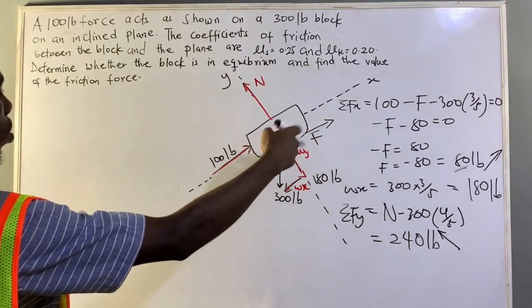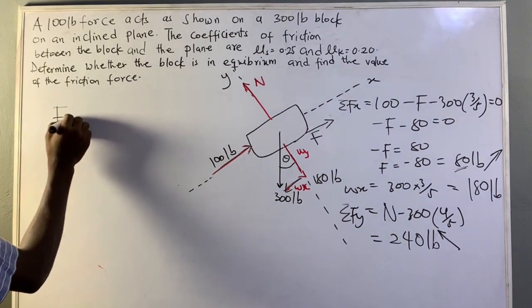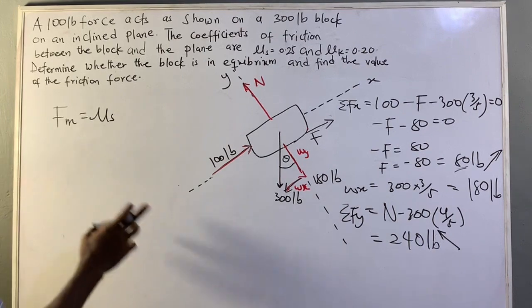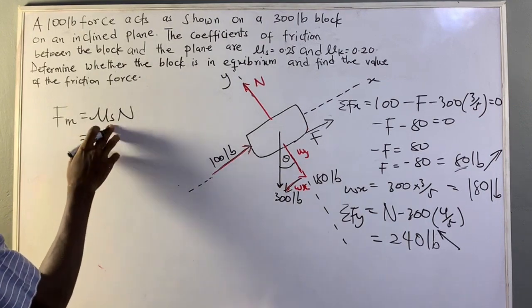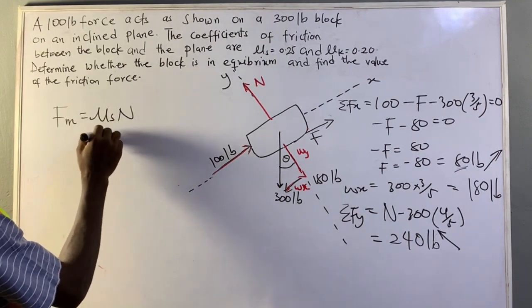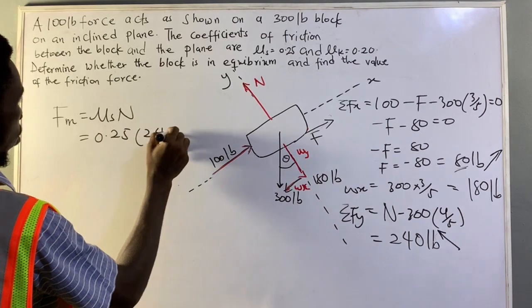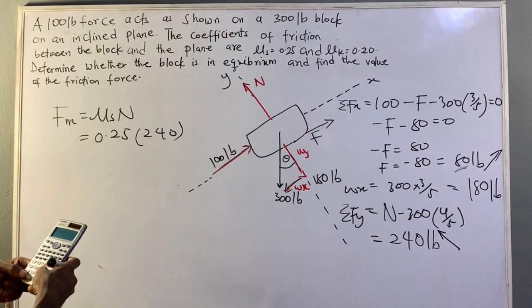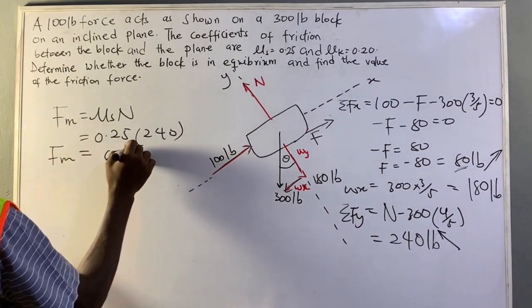So now let's find the actual maximum friction that will be here, when you consider this figure. So we are going to have Fm equal to the coefficient of static friction, because we are considering equilibrium, times the normal force. So we know the coefficient of static friction to be 0.25, and the normal force to be 240. So we are going to have 0.25 times 240. So that gives us the maximum friction force to be 60 pounds.